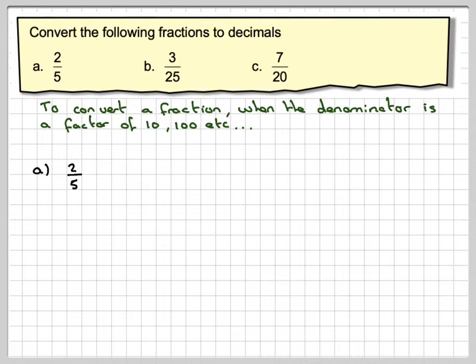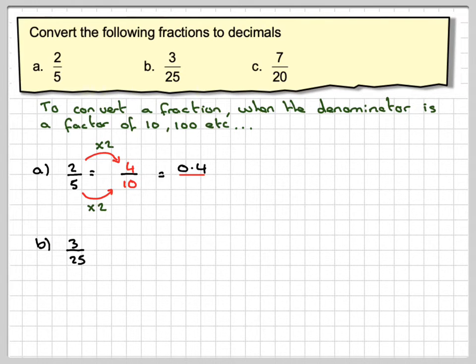2/5. If we notice that 5, if we multiply the denominator by 2, we're going to get a fraction out of 10. As we've done it to the denominator, we must do it to the numerator. So 2 times 2 makes 4. And then we can do 4 divided by 10, because it's easy to divide by 10. That will become 0.4. You'd move the decimal point one place that way.